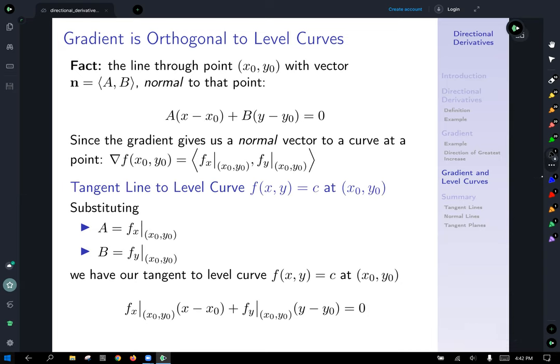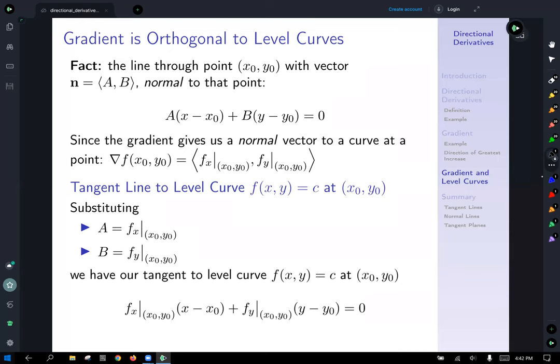So since the gradient gives us a normal vector to a level curve at a point, the gradient evaluated at (x naught, y naught) is the partial of f with respect to x evaluated at that point, and the partial with respect to y evaluated at that point, in vector coordinate form. Then we can substitute these values into that above equation, and we have the tangent line to a level curve, for any output value c of our function at a given point, is given by the partial with respect to x evaluated at that point times (x minus x naught), plus the partial with respect to y evaluated at that point times (y minus y naught), all set equal to 0.